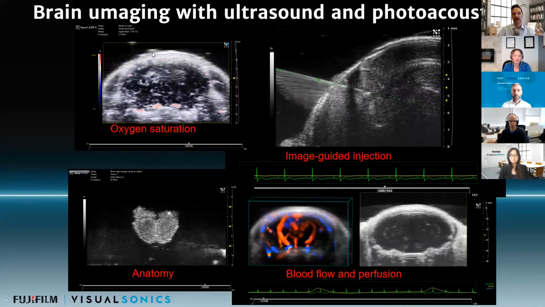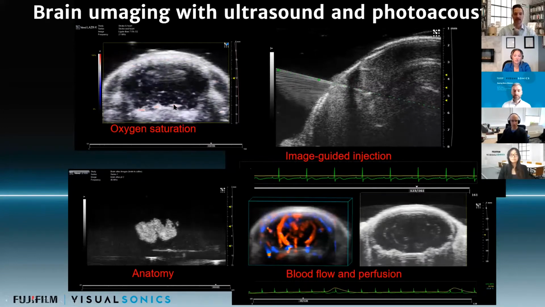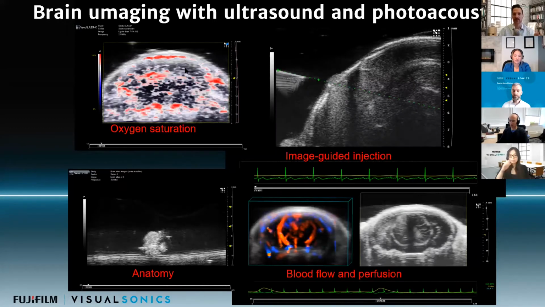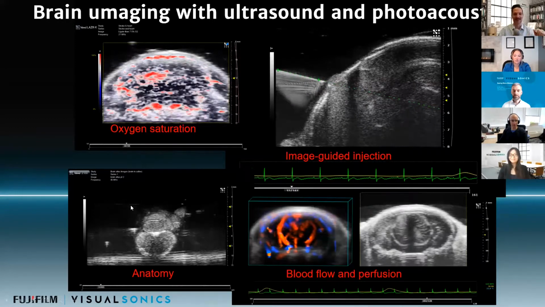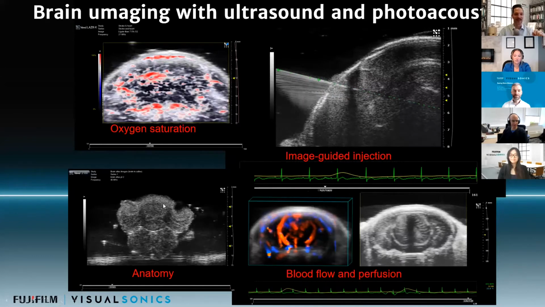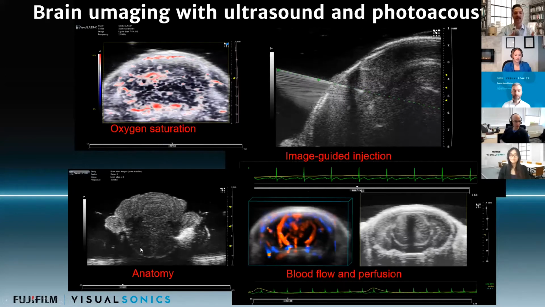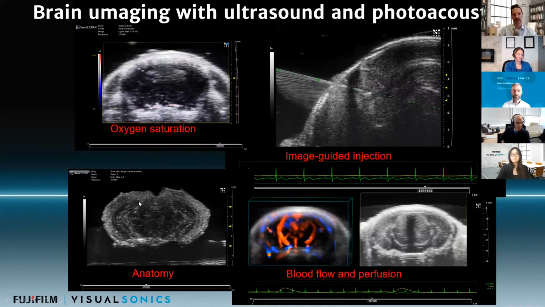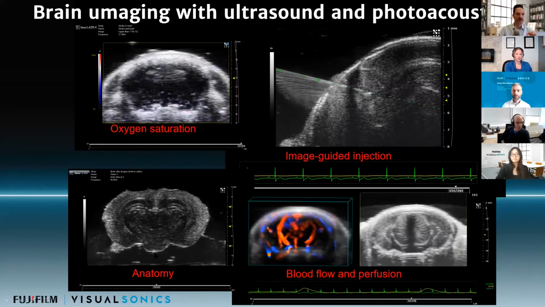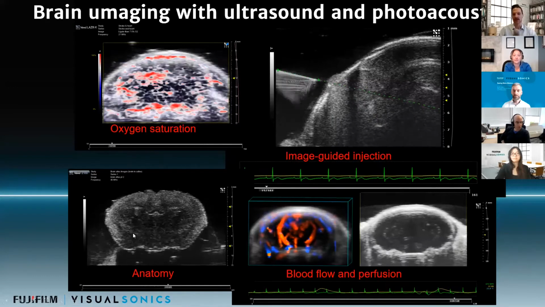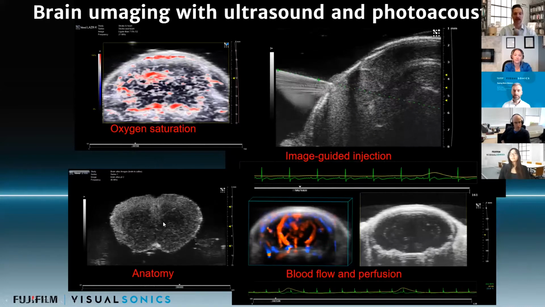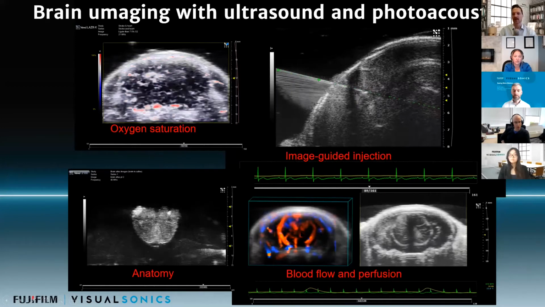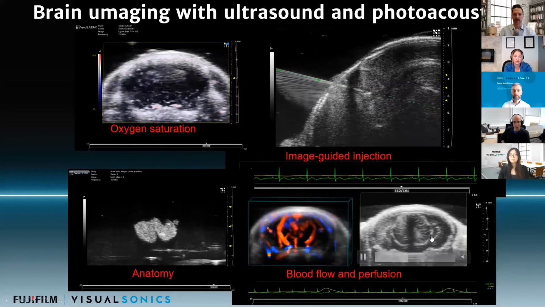Looking at oxygen saturation, this is the image on the top left, skull and skin totally intact. And this is an older image. Melissa has much better images than this by now. But then, even just looking at the brain that's been excised, the bottom left is the brain in saline, just gorgeous. Absolutely gorgeous anatomy coming through here with a 40 megahertz transducer. So we're looking at 40 micron resolution in this case. And then even looking at blood flow using microbubbles in the bottom right.